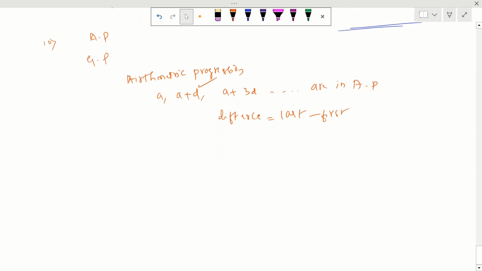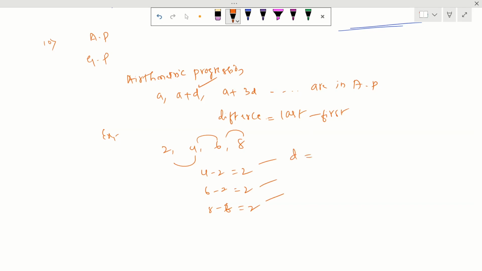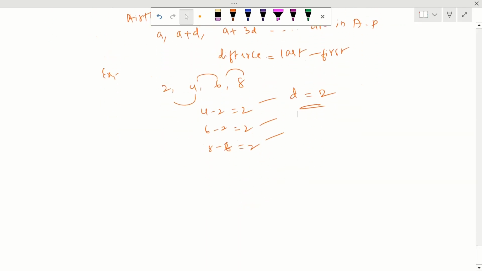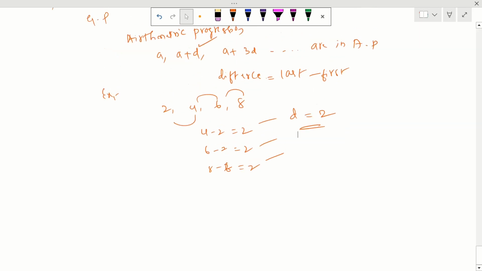Suppose I give you an example here. 2, 4, 6, 8 is given. So what is the difference here? 4 minus 2 is 2, 6 minus 4 is 2, and 8 minus 6 is 2. Here the difference is the same, so we call that common difference 2.